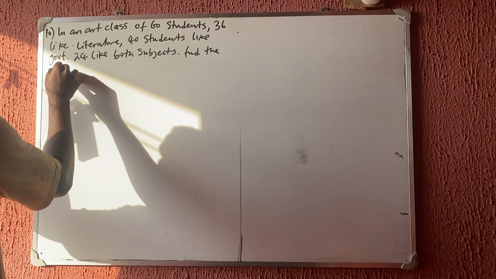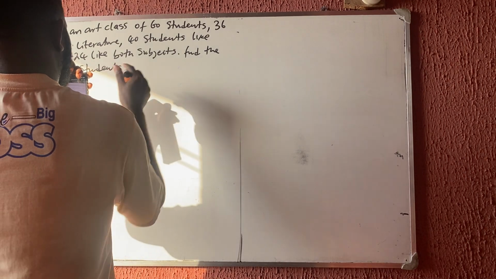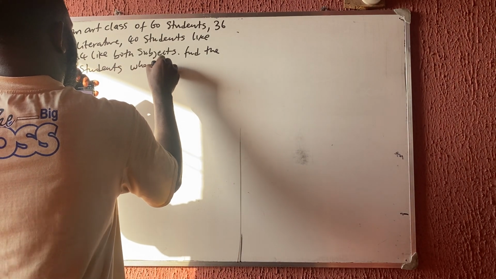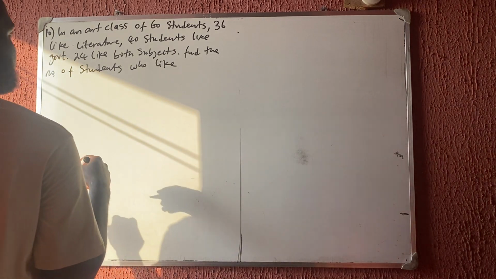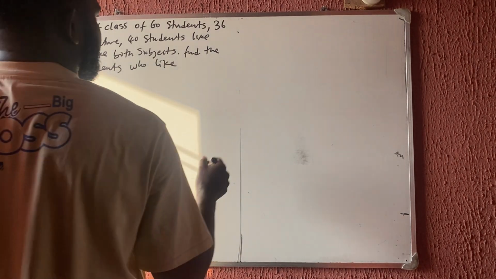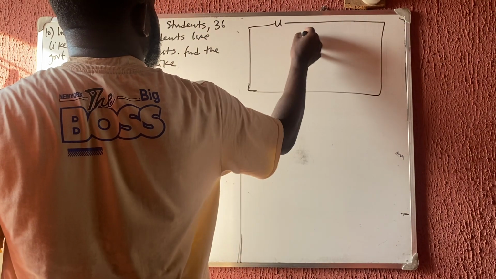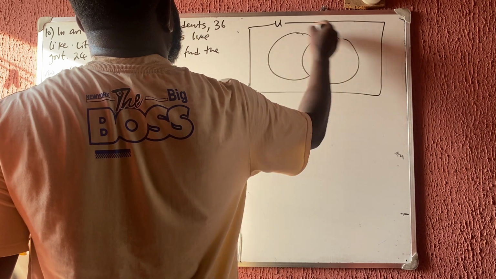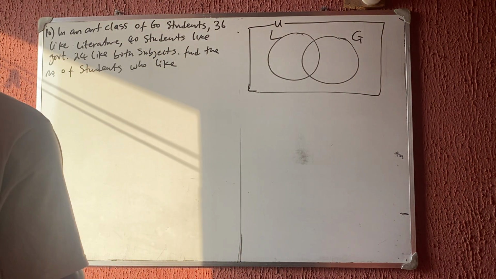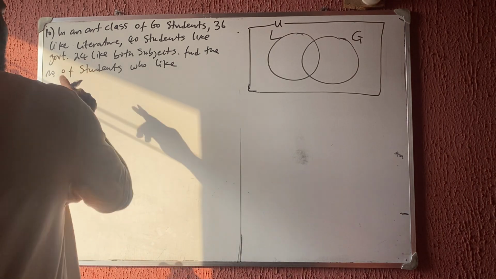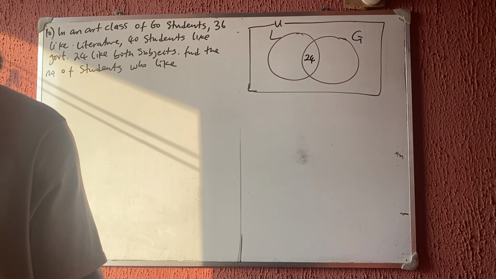Find the number of students who like... Okay, before I start answering this, let me just draw the Venn diagram. To draw the Venn diagram, I have two things: literature and government. So let's start from the people that like both. Who like both? 24 like both subjects. So here is 24.